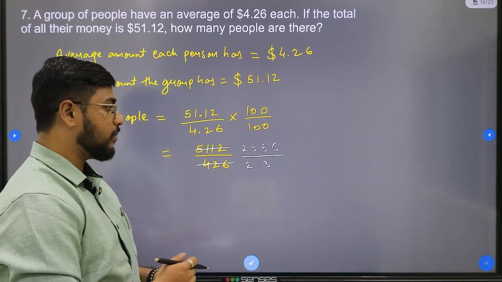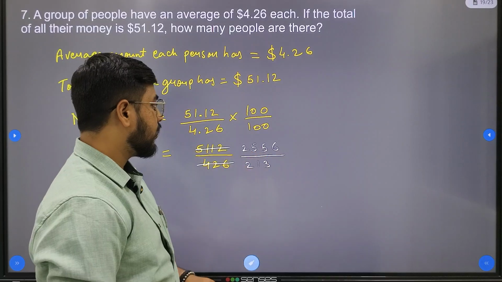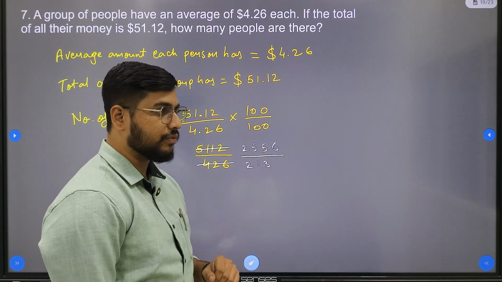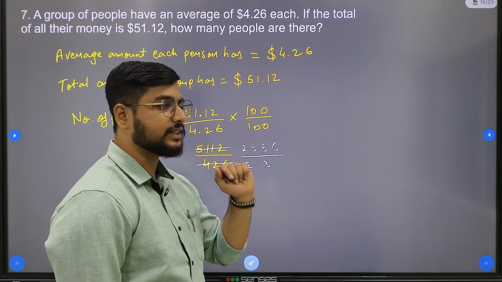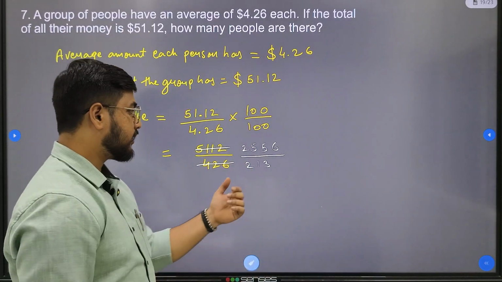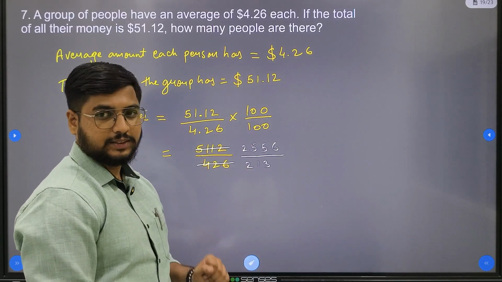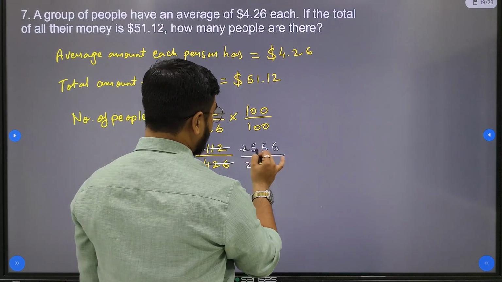Let's try the divisibility of 3. Let's see. 2 plus 5 is 7. 7 plus 5 is 12. 12 plus 6 is 18. Yes, 18 is divisible by 3. Let's try it for the denominator. 2 plus 1 is 3. 3 plus 3 is 6. So both are divisible by 3.